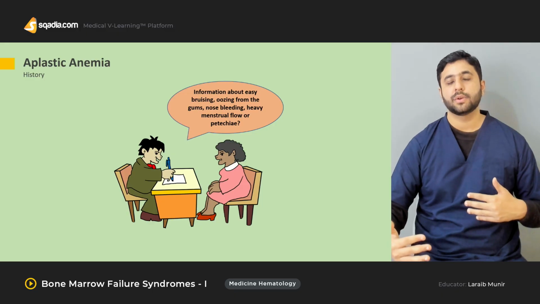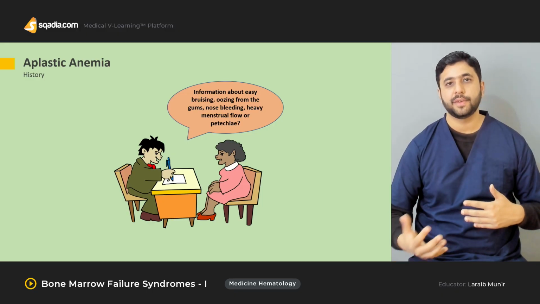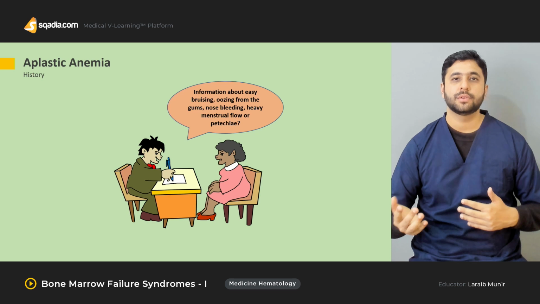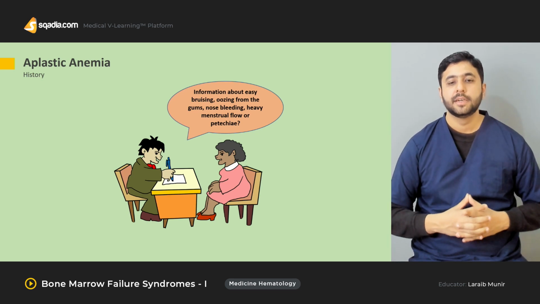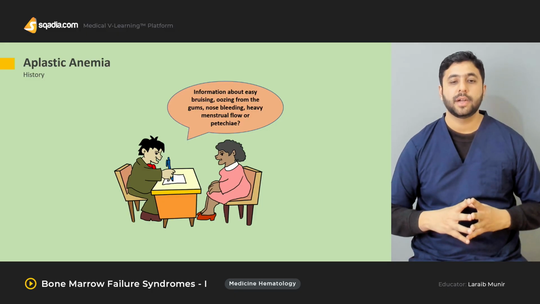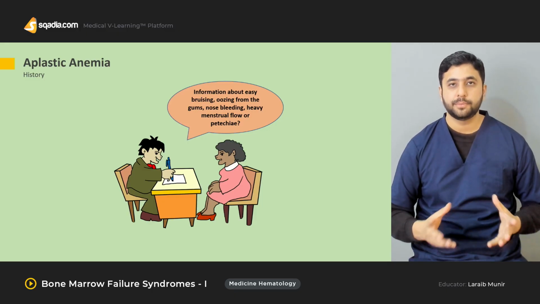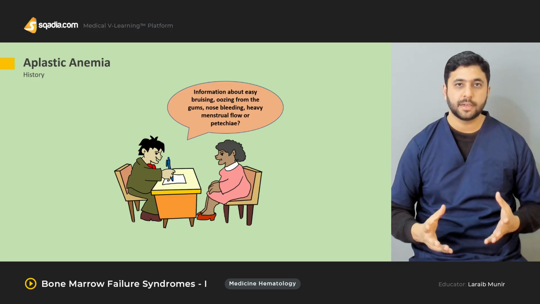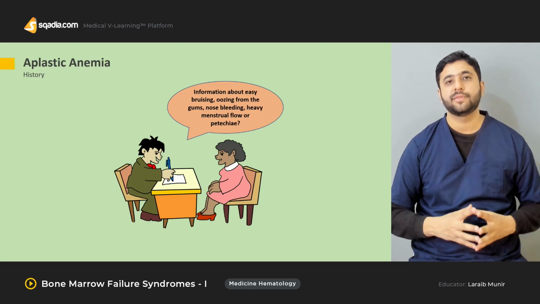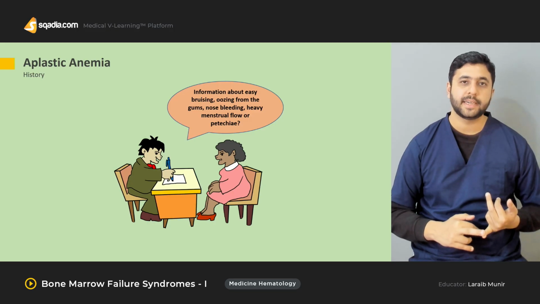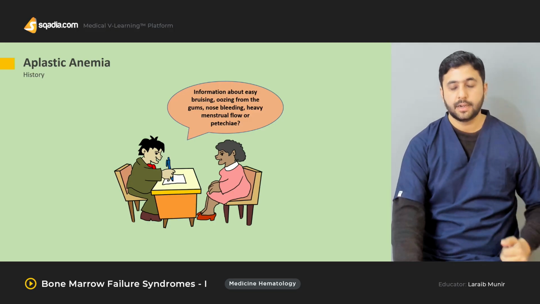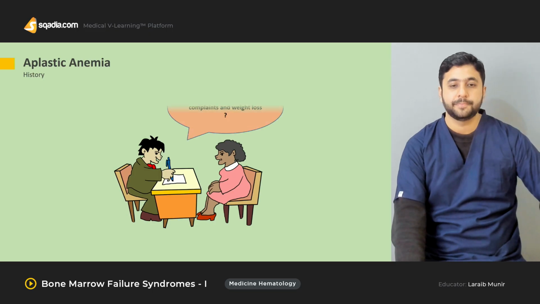When the WBC count goes down, the patient might develop some infection or fever, or when the RBC count goes down, the patient might have signs and symptoms of fatigue or anemia. So it is important to inquire about easy bruising, any oozing from the gums, nosebleeds, heavy menstrual flow or petechiae, because this is generally the initial presenting complaint of patients with aplastic anemia.